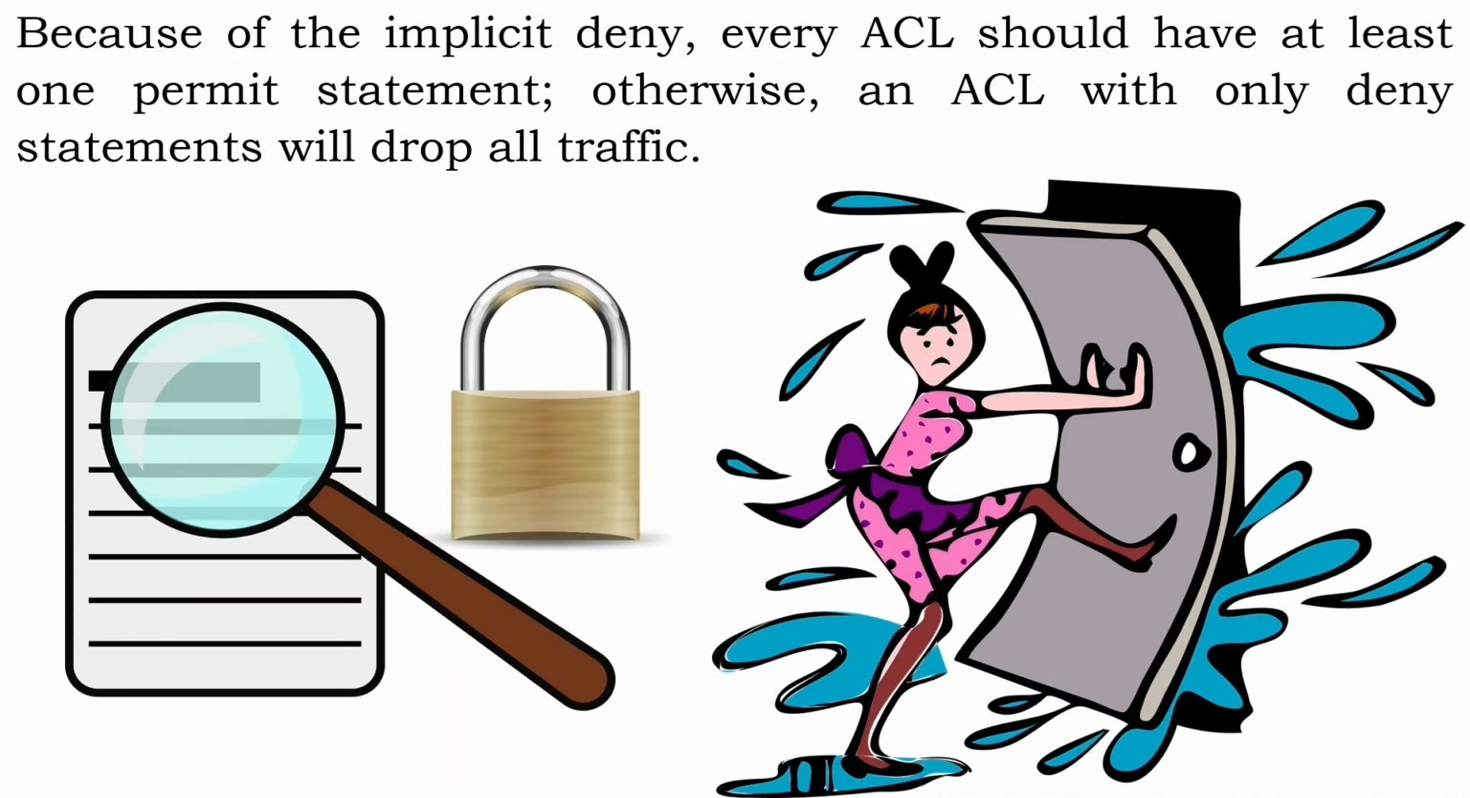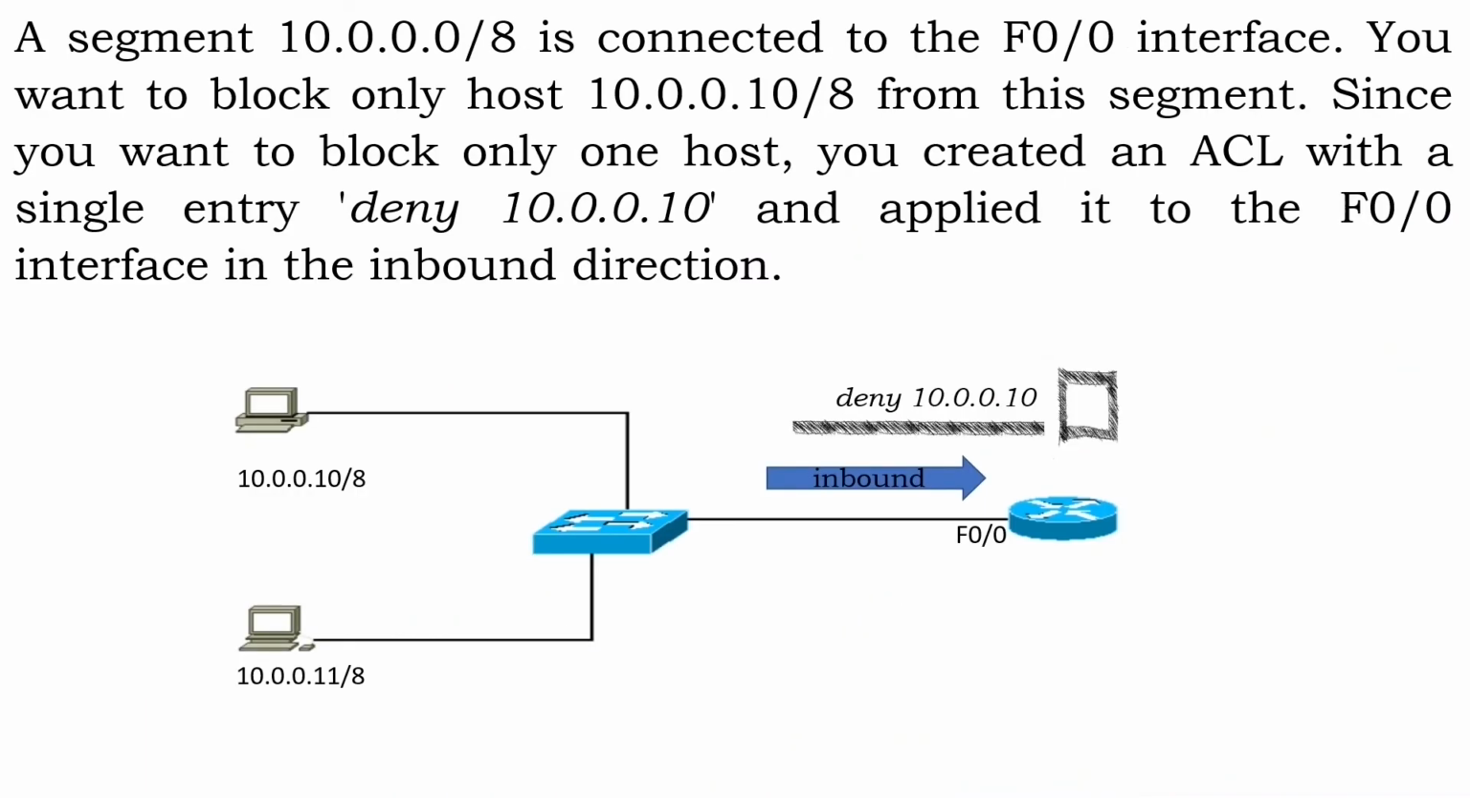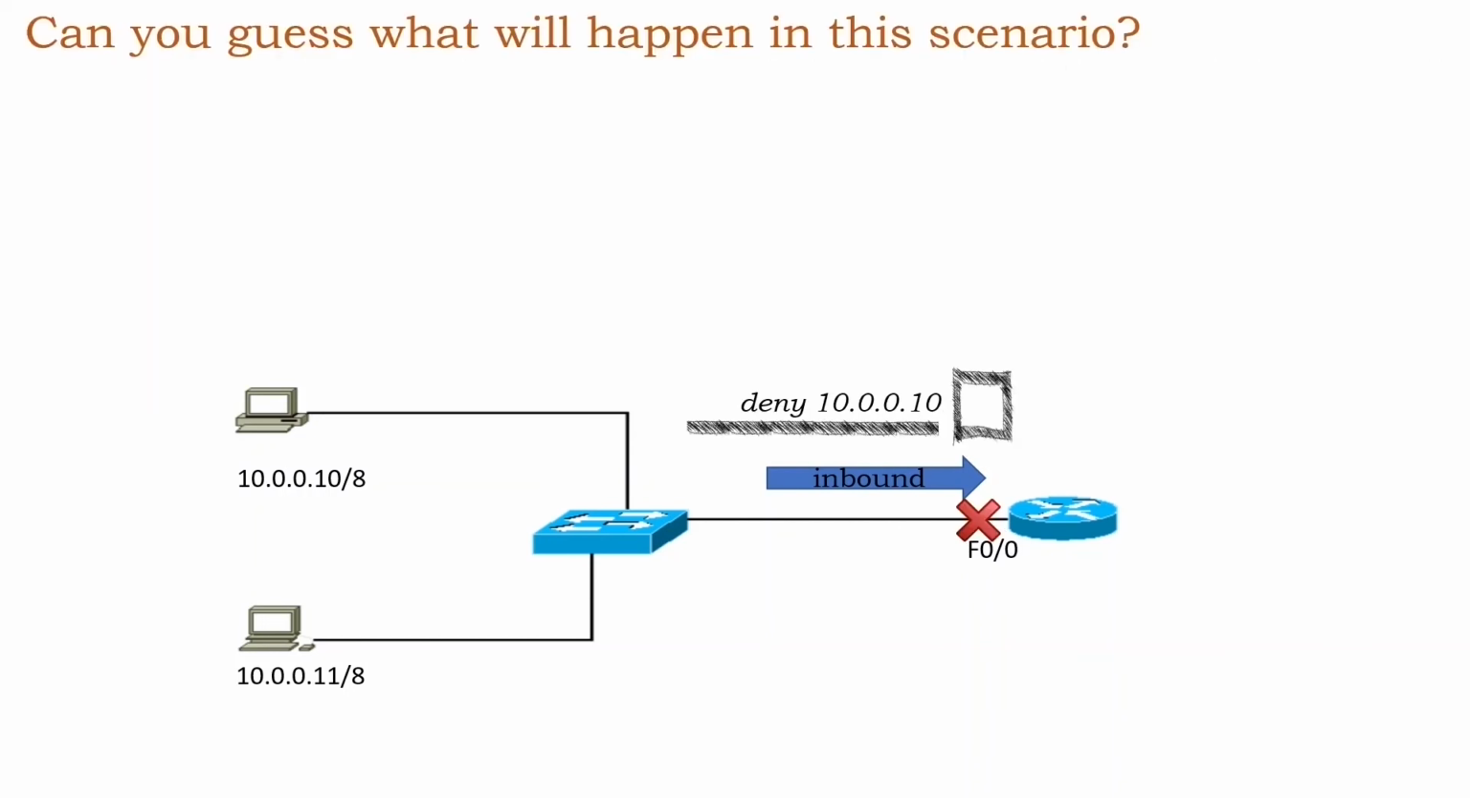Let's take an example. A segment 10.0.0.0/8 is connected to the F0/0 interface. You want to block only the host 10.0.0.10/8 from this segment. Since you want to block only one host, you created an ACL with a single entry, deny 10.0.0.10, and applied it to the F0/0 interface in the inbound direction. Can you guess what will happen in this scenario?